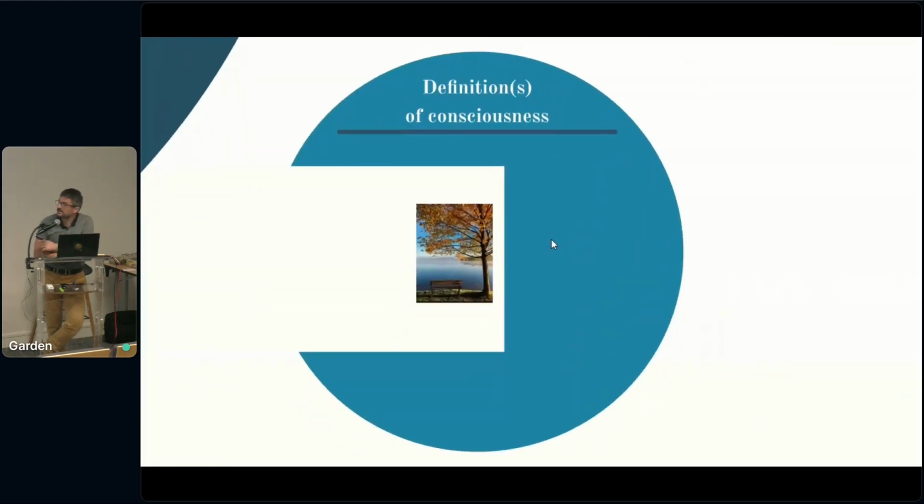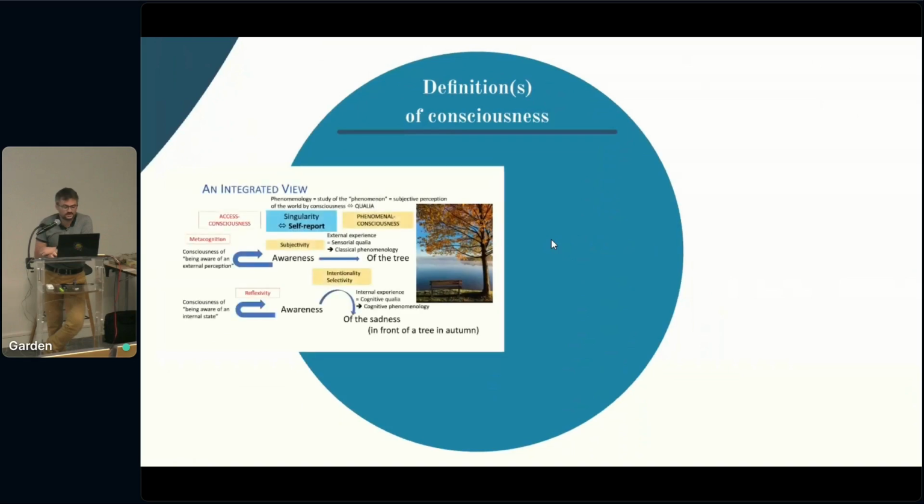So, more theoretically, the definitions of consciousness are usually based on what happens in the brain when we become aware of, for example, one picture, depending on the global experience that we have in front of this picture, the internal cognitive experience, for example, seeing a tree or having sadness in front of a tree in autumn. This is phenomenal consciousness.